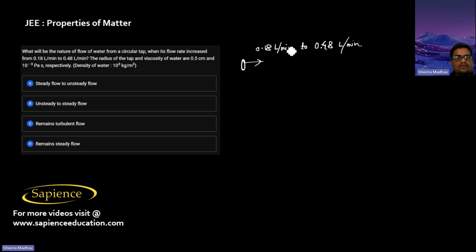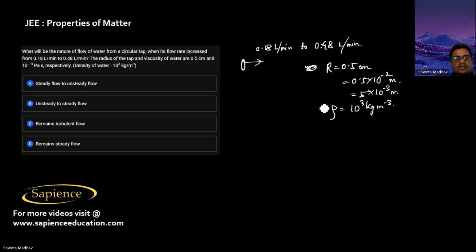This is the volume flow rate. The radius of the tap, that is 0.5 centimeter. It means I can say it is 0.5 into 10 power minus 2 meter, or 5 millimeter, which is 5 into 10 power minus 3 meter. The density of the water, that is 10 power 3 kg per meter cube, and the coefficient of viscosity, that is 10 power minus 3 Pascal second.